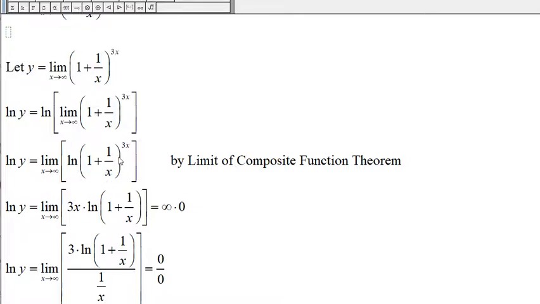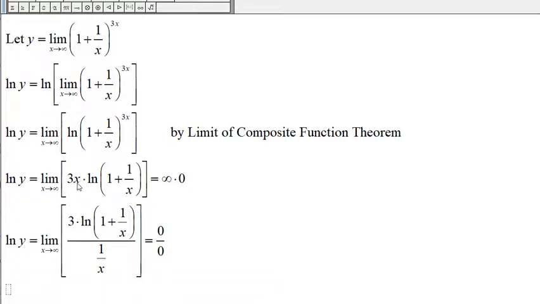Here we have natural log, so we can move this exponent of 3x and place it in front of the natural log. And now let x run to infinity, then 3 times x will be infinity. 1 over infinity will be 0. Natural log of 1 is 0. So we have the indeterminate form of infinity times 0. We cannot apply L'Hopital's theorem here, since we don't have infinity over infinity or 0 over 0.